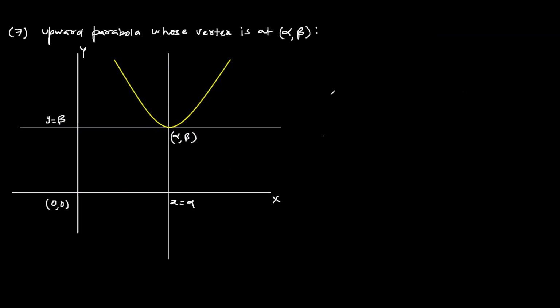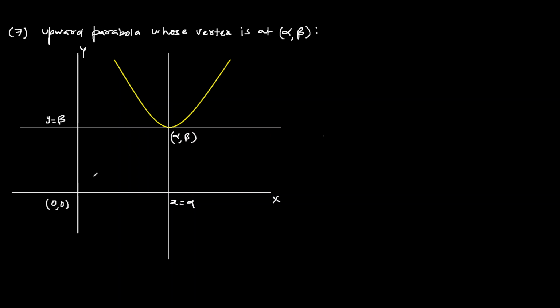Now the upward parabola whose vertex is at alpha comma beta. This is the upward parabola with vertex at alpha comma beta. This parabola is symmetrical about a line parallel to the y-axis. So the equation for the principal axis is x equal to alpha.